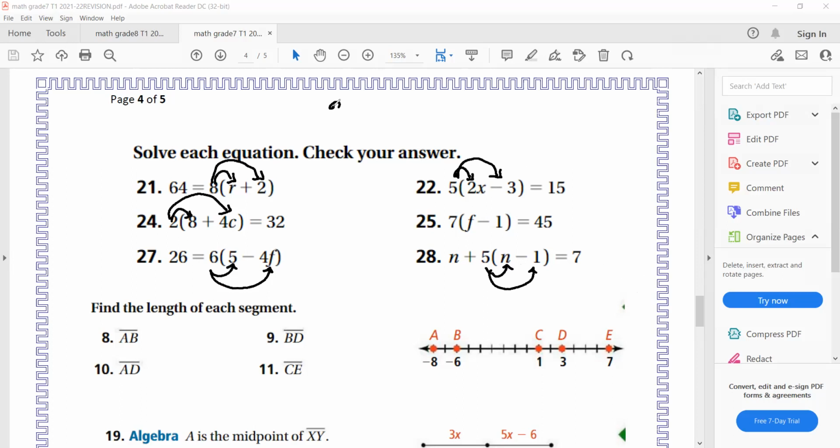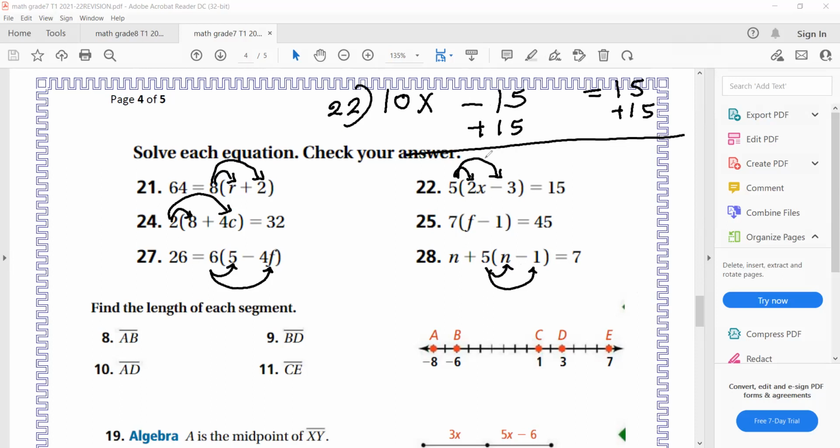Okay, I select number 22 to answer it. 5 times 2x will be 10x. 5 times negative 3, negative 15 equals 15. Negative 15, the opposite sign, positive 15. Positive 15. Then 10x equals 30. Divide by 10, divide by 10. Then x equals 3.